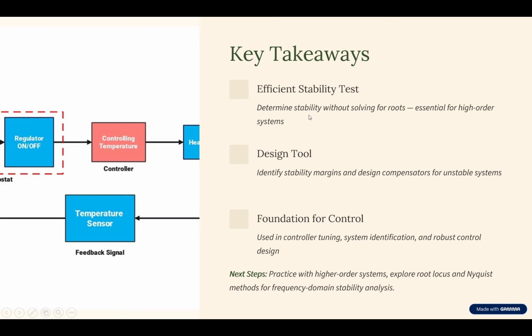Our key takeaways are that we can use the Routh stability criteria to find the stability of the control system, and it is efficient as a stability test. It does not require any complex calculations, and we can find the stability of our system without finding the locations of our roots or poles.